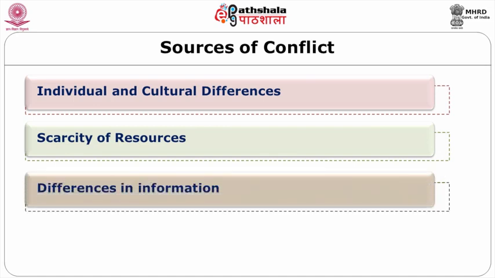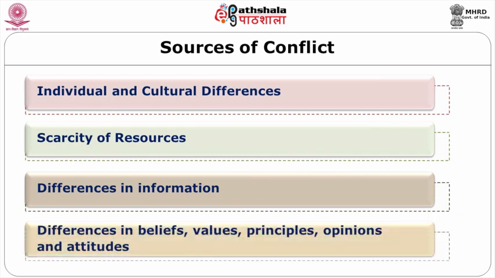Another source of conflict is differences in information. Many times the information provided by one person to another person may be incomplete, may be misinterpreted, which gives rise to conflict. So many times differences of information, misguiding information, misleading information may give rise to conflict. Another source of conflict is differences in values, attitude, beliefs, which we already discussed earlier. There are differences of opinion, values, beliefs, attitude, which may give rise to conflict in the society.